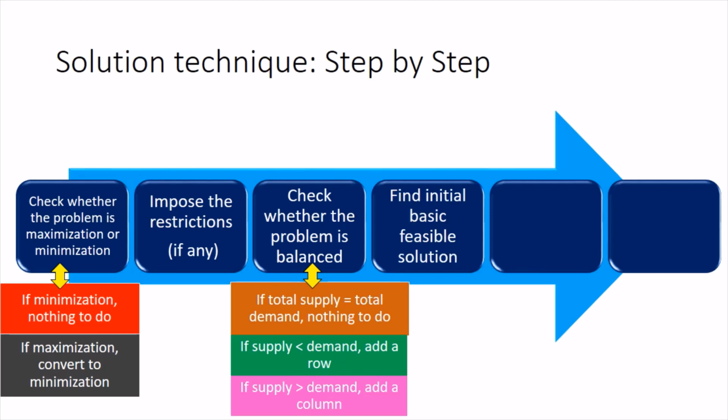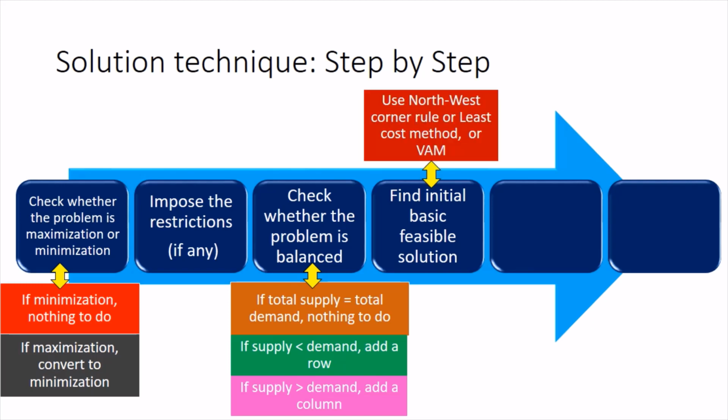And after balancing the problem, we proceed towards finding the initial basic feasible solution, which can be found by any of the 3 available techniques: northwest corner rule, least cost method, or Vogel's approximation method. Any one of these 3 techniques can be used, but I'll always prefer Vogel's approximation method. And then you have to find the optimal solution using UV method. Remember, for finding the optimal solution there is just one technique, and that is UV method.